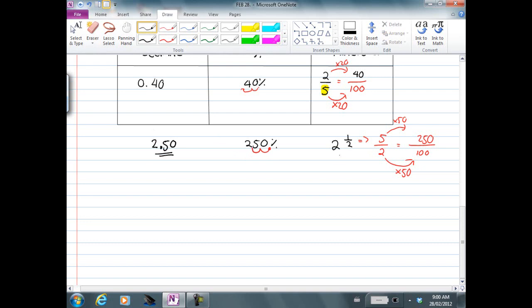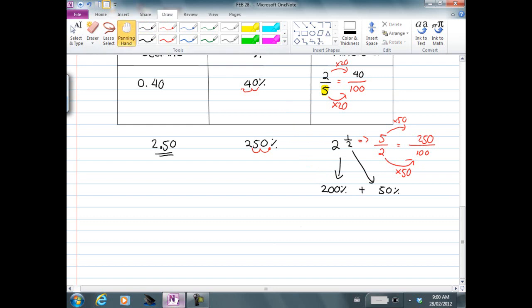Now, some of you say, Mr. Snow, do you really need to convert? The answer is no. You can actually go straight to here just by looking at it. 2 is actually 200%. 1/2 is actually 50%. So you can add those together and you get 250%. So it's up to you and how you want to do this.